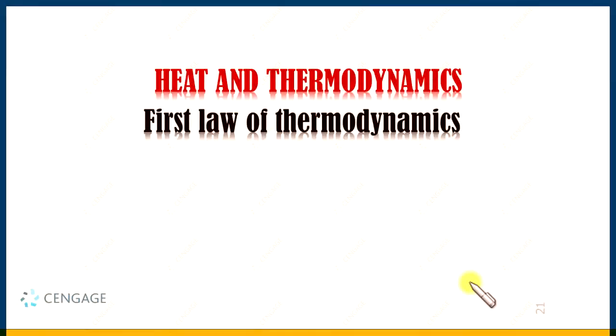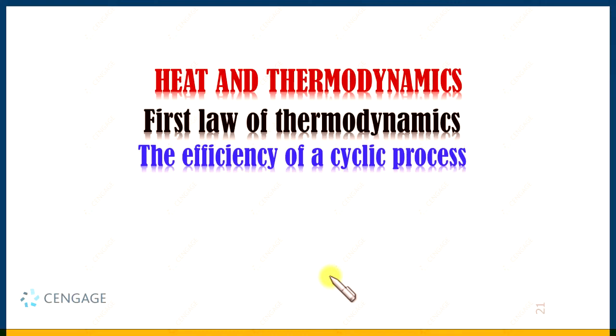Dear students, in the coming section we are going to learn one more application of the first law of thermodynamics, that is finding the efficiency of a cyclic process. For this purpose we are going to select a few illustrations, and through them we will learn this concept. So let us move to illustration number 1.